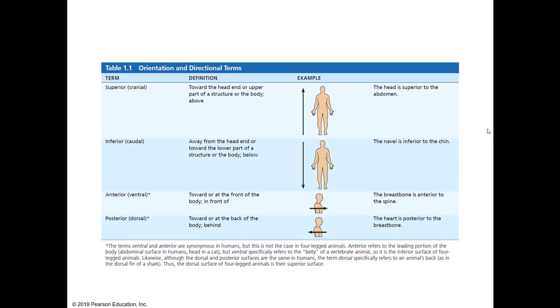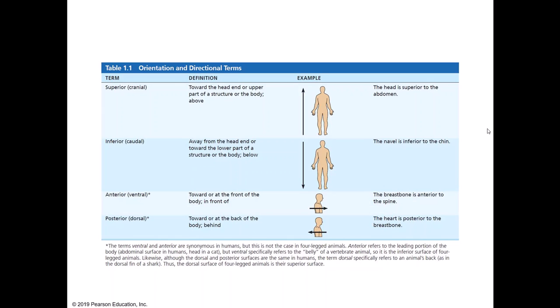So we're gonna use what we call orientation or directional terminology to describe the way body parts are organized on the body. Again, always referencing an anatomical position. The great thing about these directional terms is they're kind of in pairs. So if you know one relationship, you can infer the other relationship. So we'll start with a couple of the easy ones. Superior and inferior, anterior and posterior.